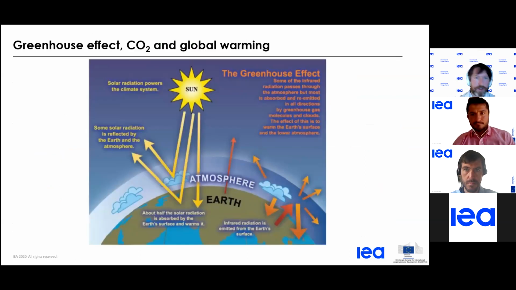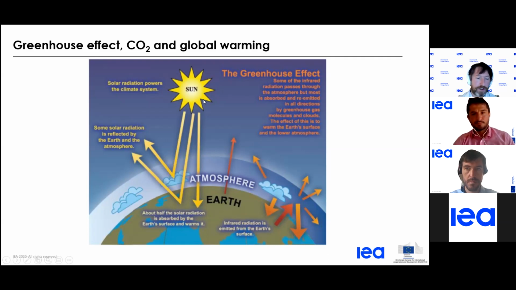Okay. So moving on to CO2 emissions. So why is CO2 important, or why do we calculate CO2 emissions estimates? And it's basically because of the greenhouse effect, as we all know. So just to give you some background on it.